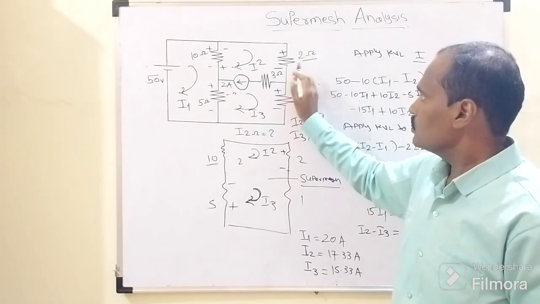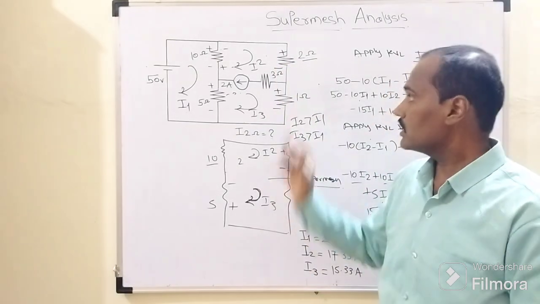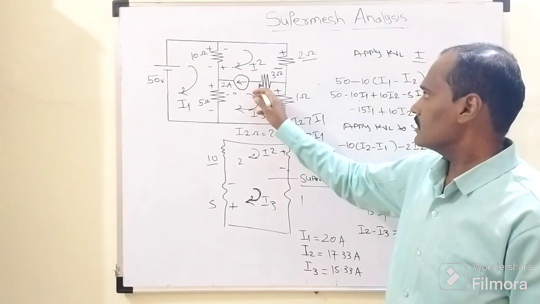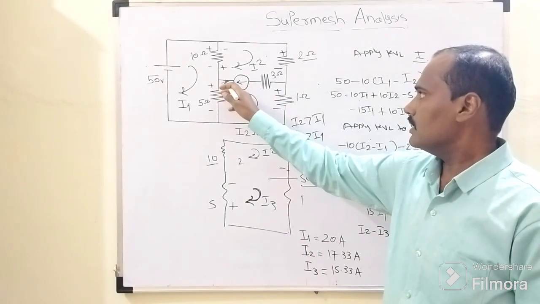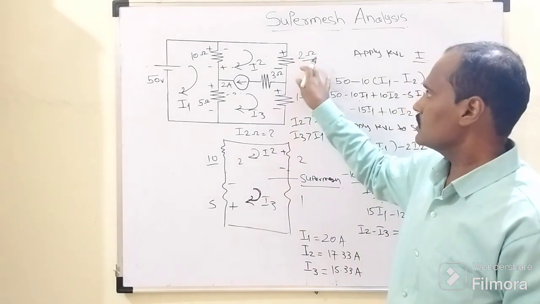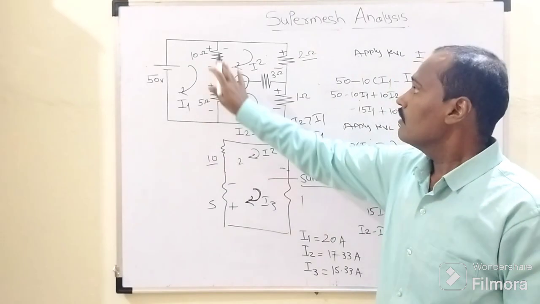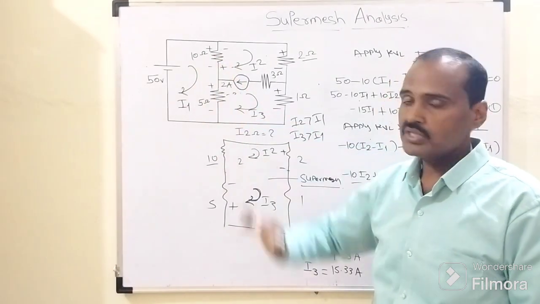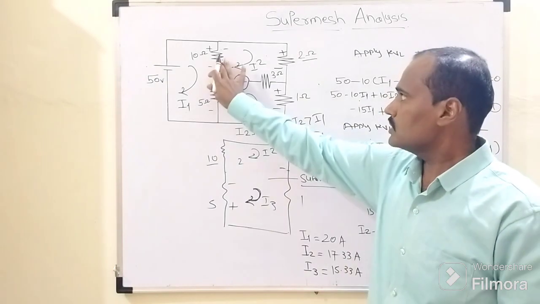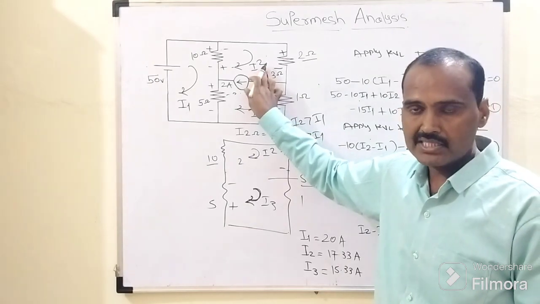As we know, through this 2 ohm resistor there will be a circulation of I2 only. It has nothing to do with I1 as well as I3, right? If it were connected somewhere in between these two loops, then we could say that through this 2 ohm resistor there would be a circulation of I2 as well as I3. Now, for the sake of the moment, suppose we are interested in determining the current flowing through this 10 ohm resistor. Through this 10 ohm resistor there will be a circulation of I1 as well as I2.